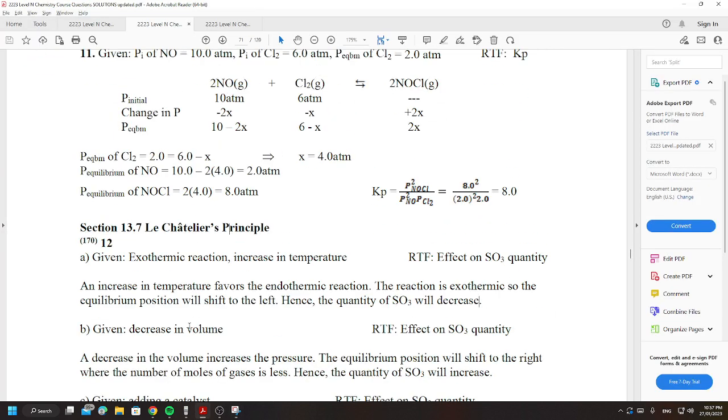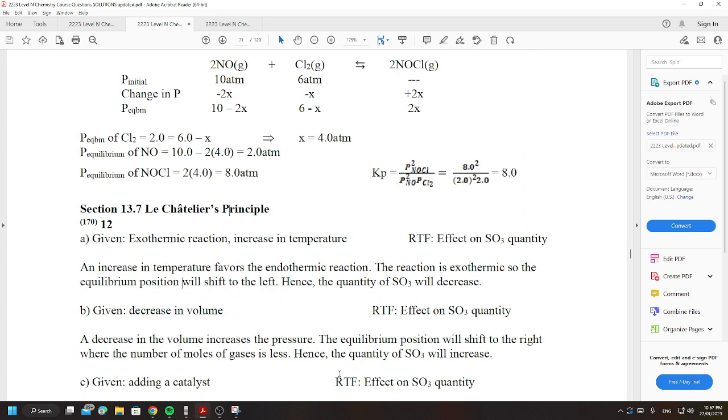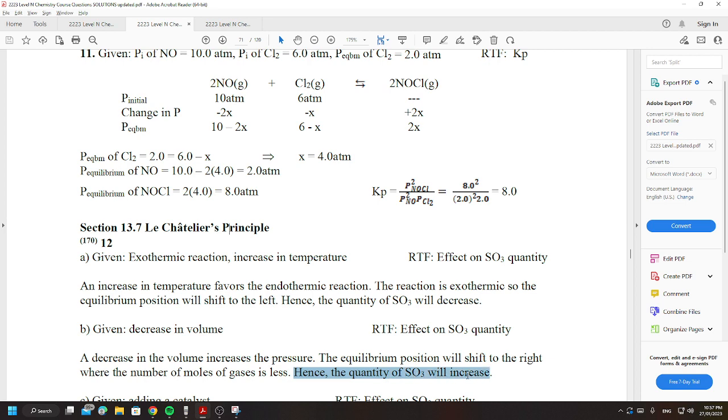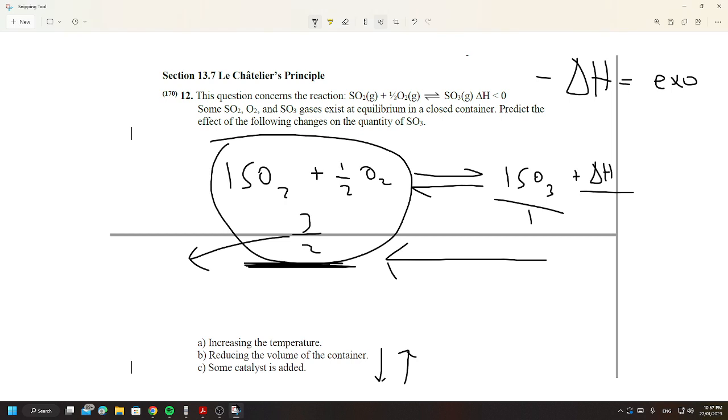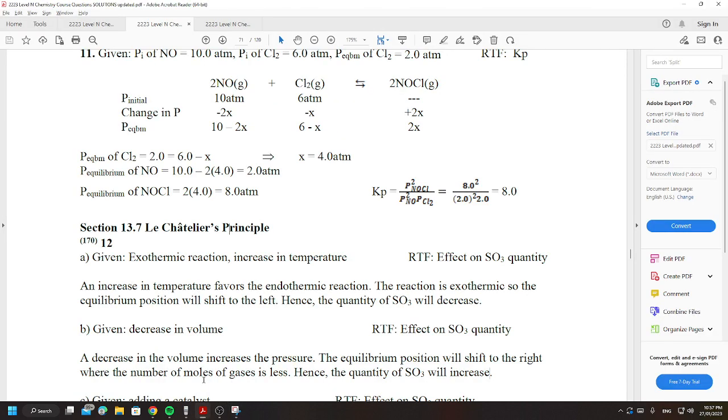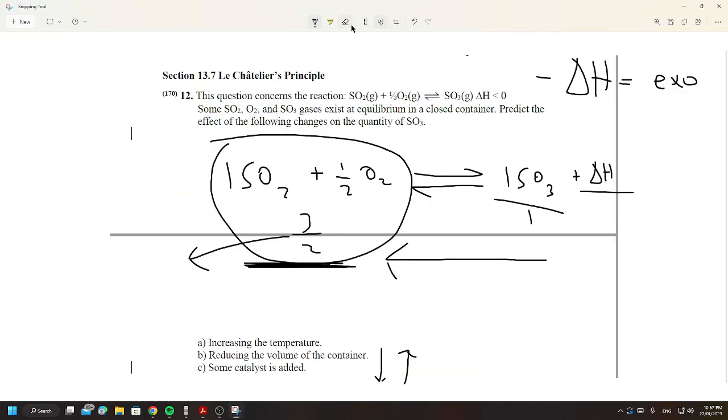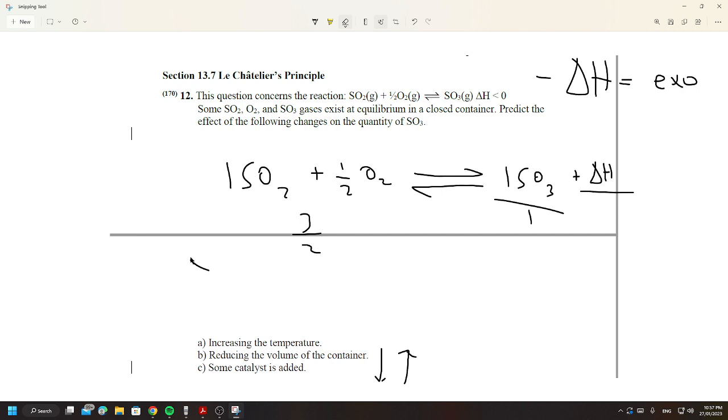Of the gas molecules inside the container. So the quantity of SO3 will decrease. Let's have a look at that. And given decrease in volume, SO3... what did I do wrong? A decrease in volume increases the pressure. Oh, I'm so dumb again, it hurts. Okay, I explained that completely wrong. So ignore what I just said.